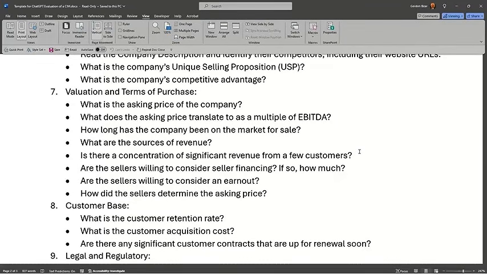Are the sellers willing to consider seller financing? If so, how much? Now, that's a little bit of a duplication of a question that we asked earlier. It's just we're getting a little more refined here. Are the sellers willing to consider an earnout? An earnout means that you give them a certain price, which is relatively low for the company, relative to the much higher price that the seller is demanding. An earnout is a way you can give the seller their higher price for the company, because in order to qualify for the higher price, they have to build earnings in the company that justify it.